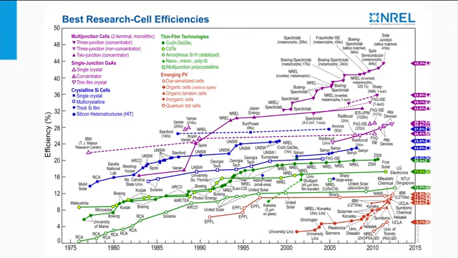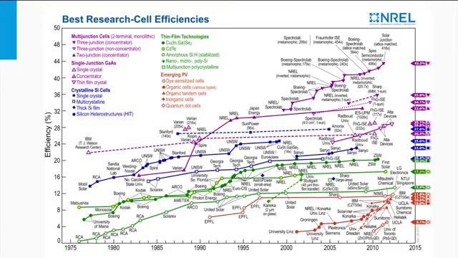The inorganic thin film technologies like thin film silicon, cadmium telluride and CIGS are indicated by the green markers, and their record efficiencies range from 13.4% up to 20%. The red colored lines and markers indicate the emerging PV technologies, like organic solar cells.